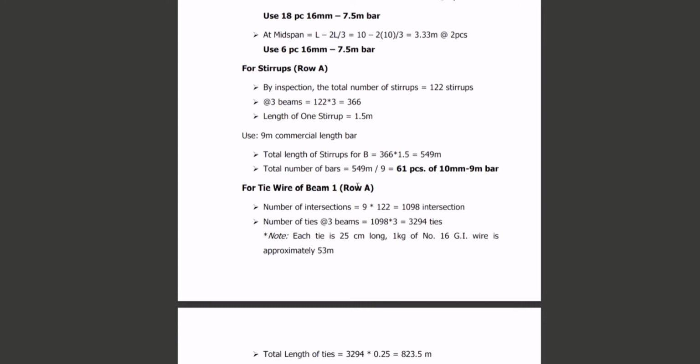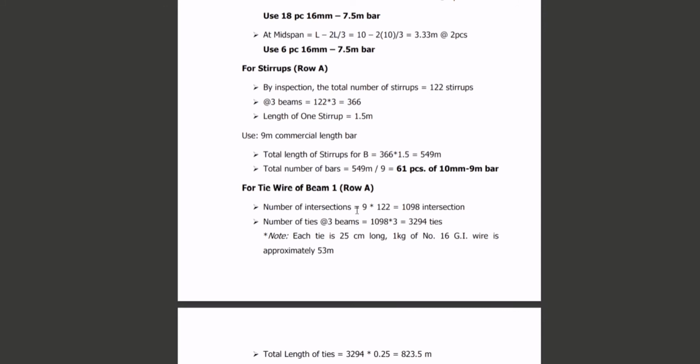Then, total of bars. So, gagamitin natin itong 9 meter kasi wala siyang excess. So, 549 meters divided by 9 is equals to 61 pieces of 10 millimeter 9 meter bars.